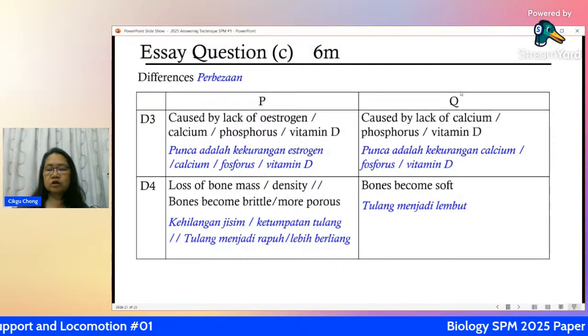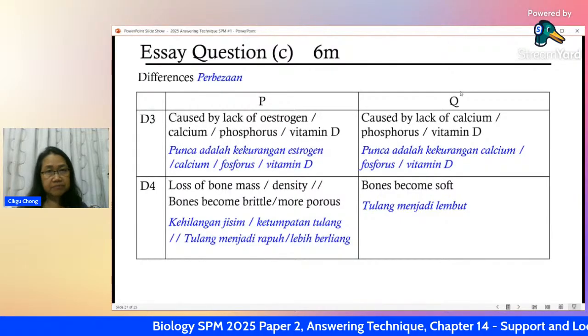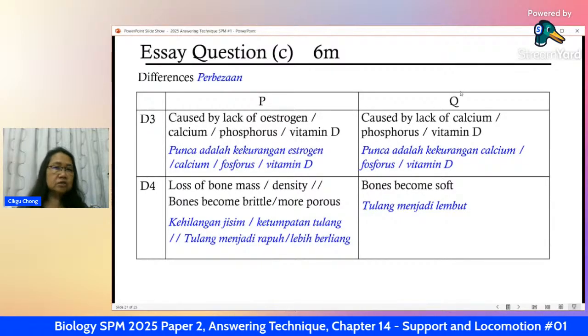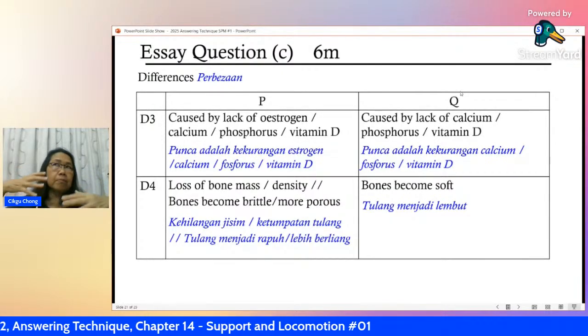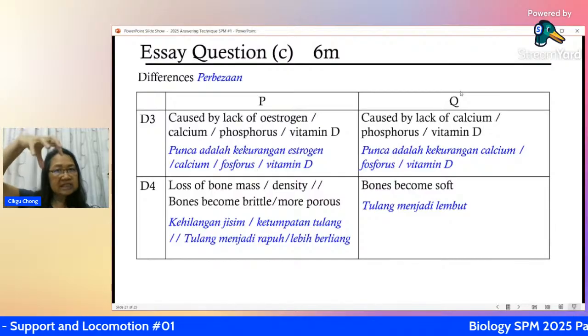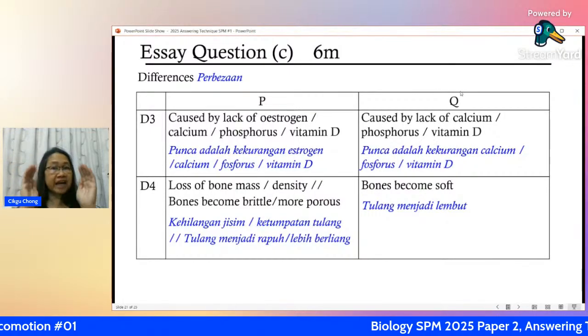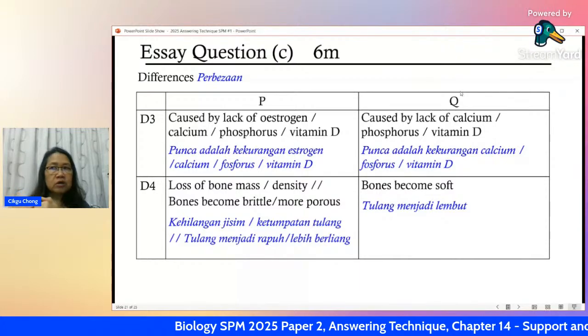The bones are soft during the formation. The child probably gets less calcium or vitamin D. So lack of calcium will make the bones softer. So when the person grows, the weight is pressing onto the bone, and the bone cannot support. So that's why the bone curves. This is through growing up.